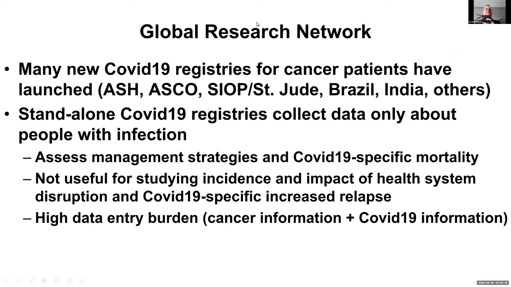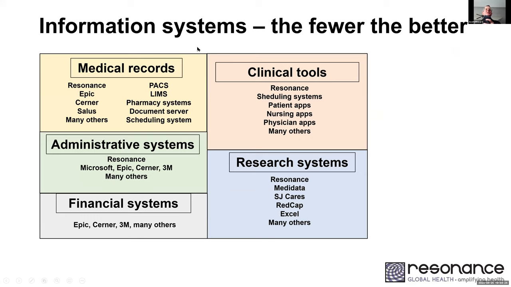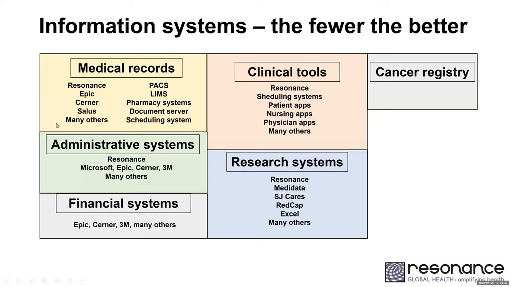There are many registries that we could talk about. I don't know if you guys already have your own registry, but if you do, I wanted to mention one issue, which is when people get more and more information systems, it becomes impossible to maintain them. So imagine we have all of these information systems, medical record, administrative, financial, research, clinical, and then somebody says, hey, let's do a cancer registry. It sounds like a great idea, but it's extra work.